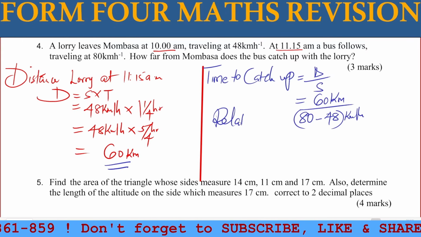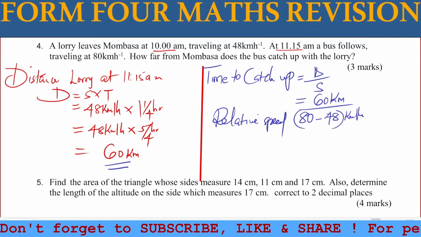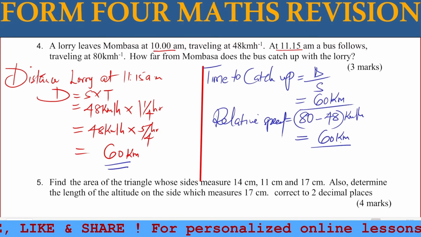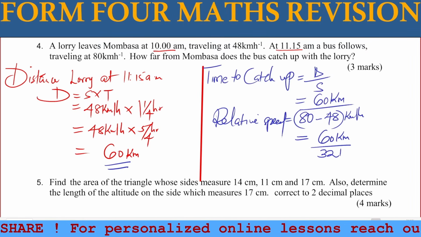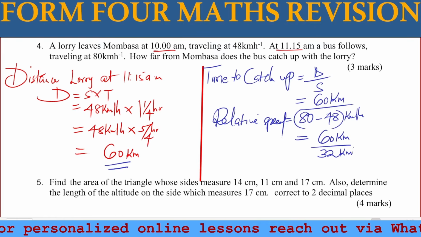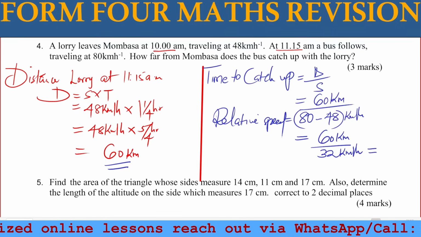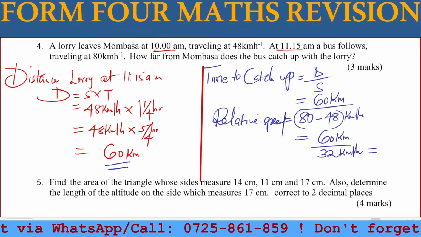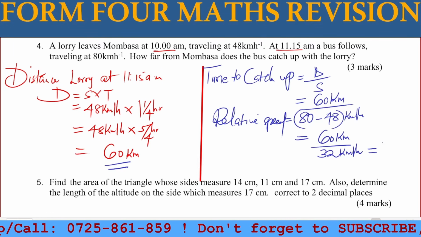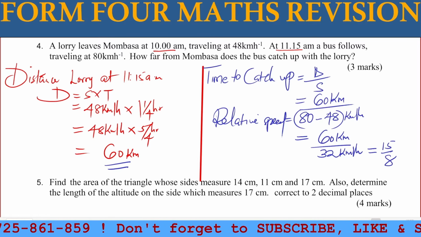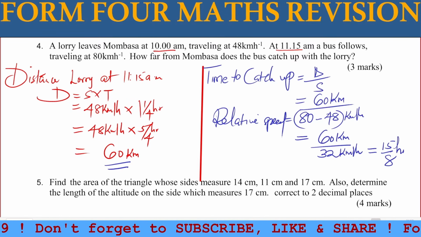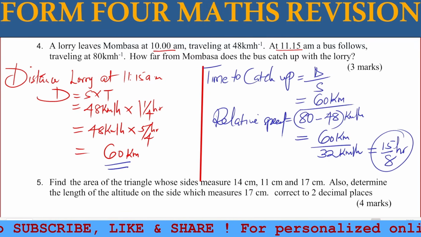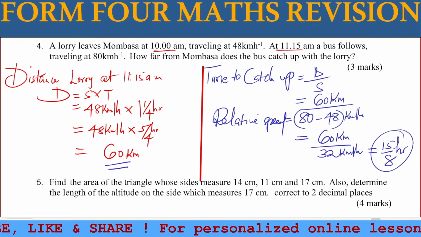So this is the relative speed. This will give 60 kilometers divided by 32 kilometers per hour. That is 80 subtract 48, 32 kilometers per hour. So when you work out these, you shall get 60 divided by 32. You'll get 15 divided by 8. That is hours. That is the time. 15 divided by 8 hours. So that is the time taken by the bus to catch up.